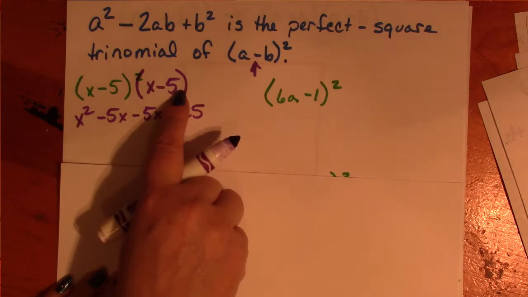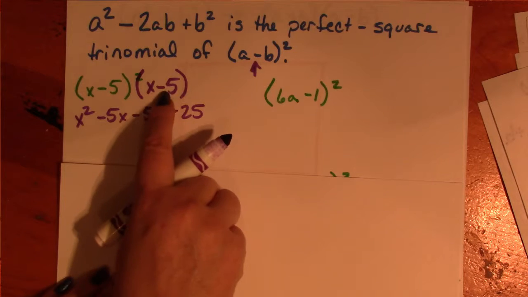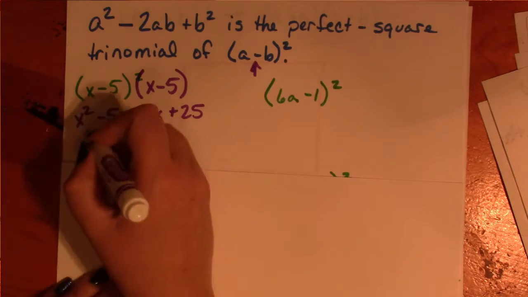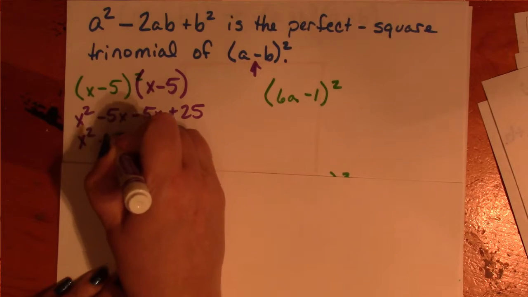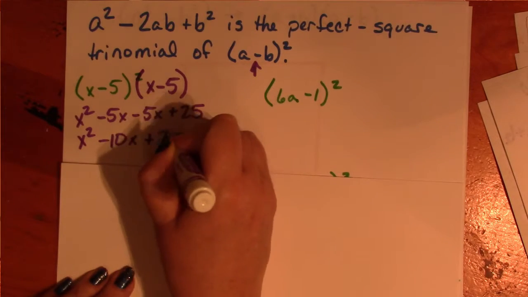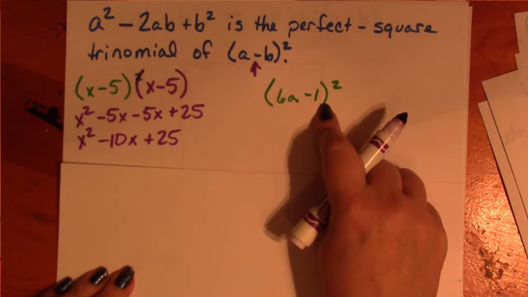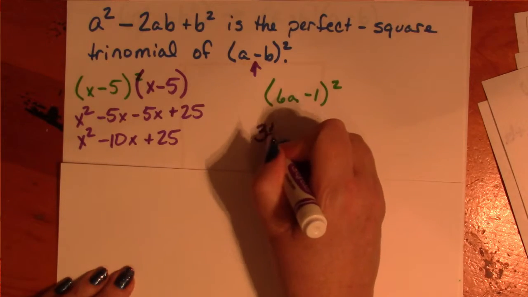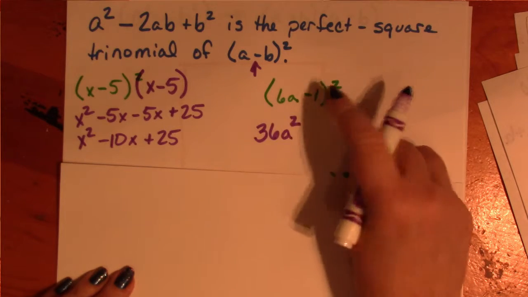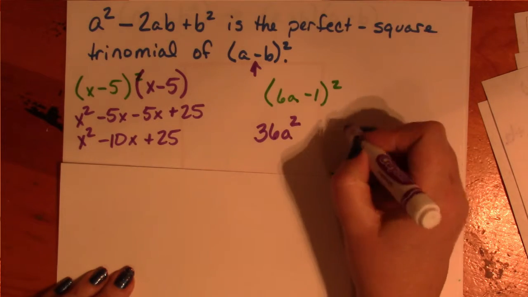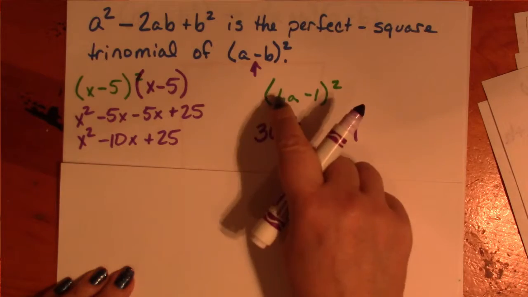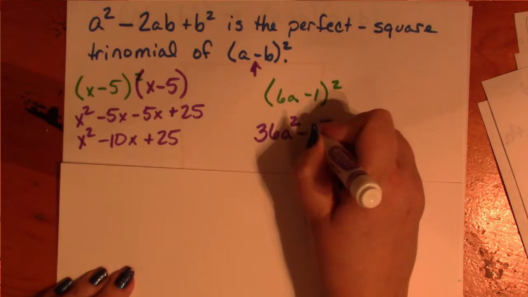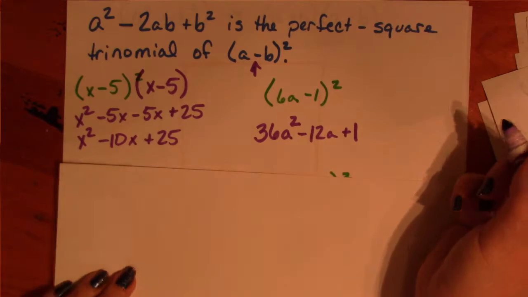So it's the same idea as the ones we've just done, but our center number is just going to be negative. It's still going to be times 2. x squared minus 10x plus 25. So let's do this one the shortcut way. 6a squared is 36a squared. Negative 1 times negative 1 is positive 1. And negative 6a times 2 is negative 12a.